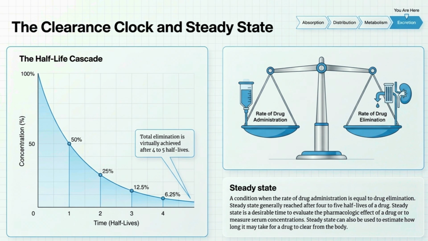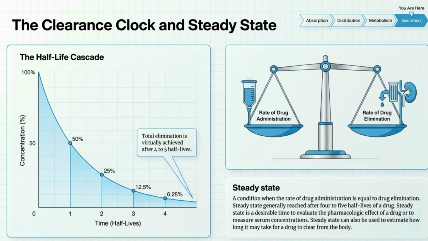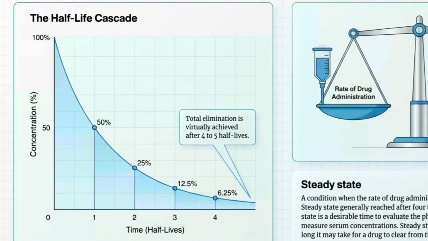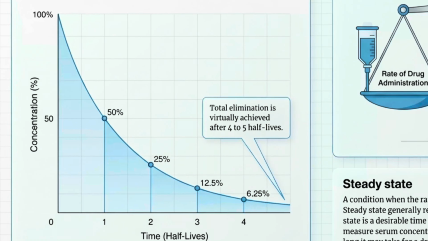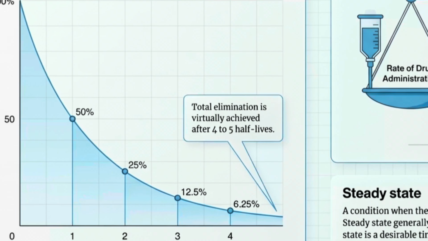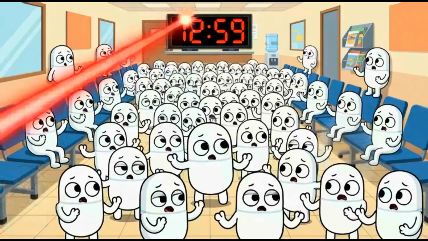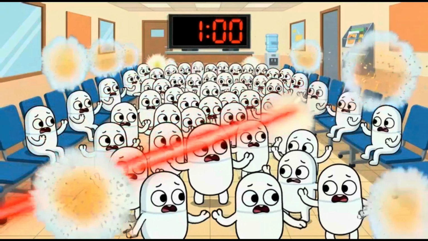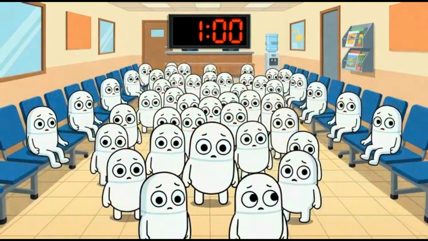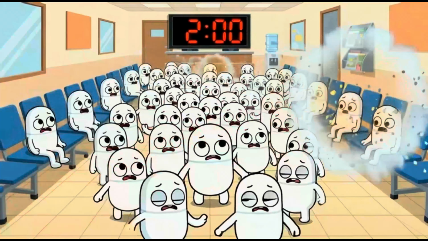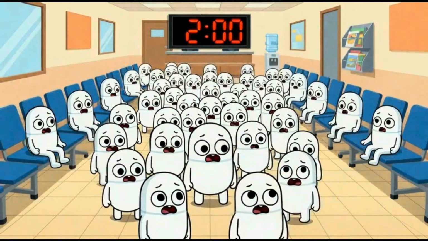Once the drug is prepped by the liver and sent to the kidneys, it doesn't just instantly vanish. The body clears drugs on a strict schedule known as a half-life. Simply put, this is the amount of time it takes for exactly 50% of the drug to be eliminated from your bloodstream. It is a cascading fraction. After one half-life, you have 50% left. After two, you have 25%. By the time you reach 4 to 5 half-lives, the drug is virtually completely eliminated from the body.